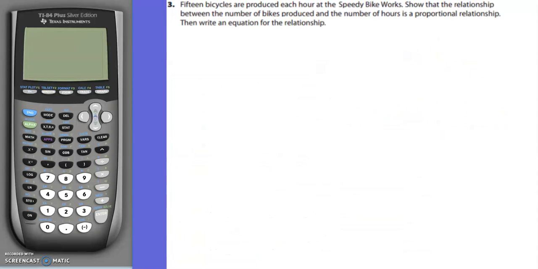15 bicycles are produced each hour. The k is 15. Show the relationship between the number of bikes produced and the number of hours is a proportional relationship. Then write an equation for the relationship.